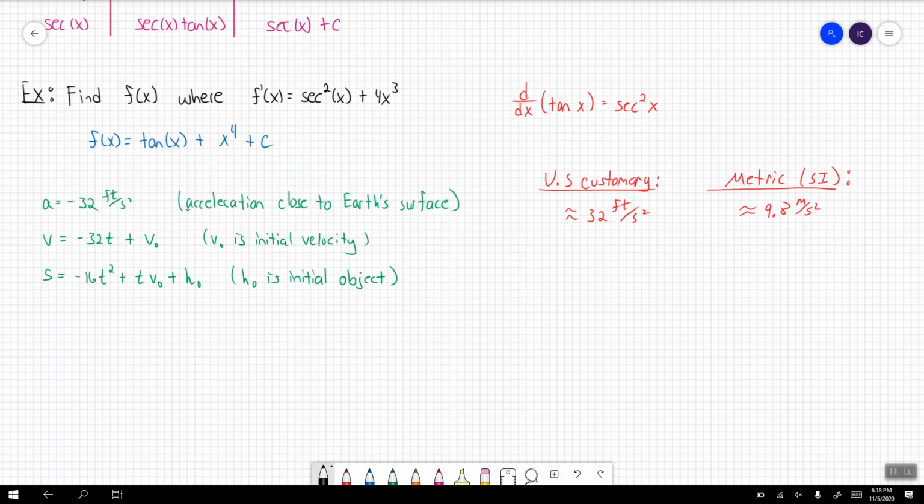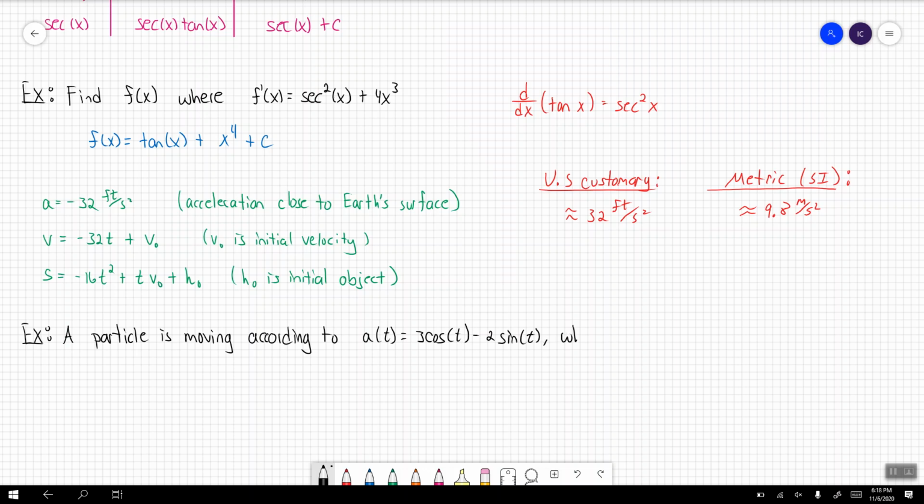So in order to illustrate what we were just talking about here, we're going to go through this example that says a particle is moving according to A of t, which is 3 cosine of t minus 2 sine of t, where the position function evaluated at time 0 is 0, and the initial velocity is 4. The question here is to find the position function.